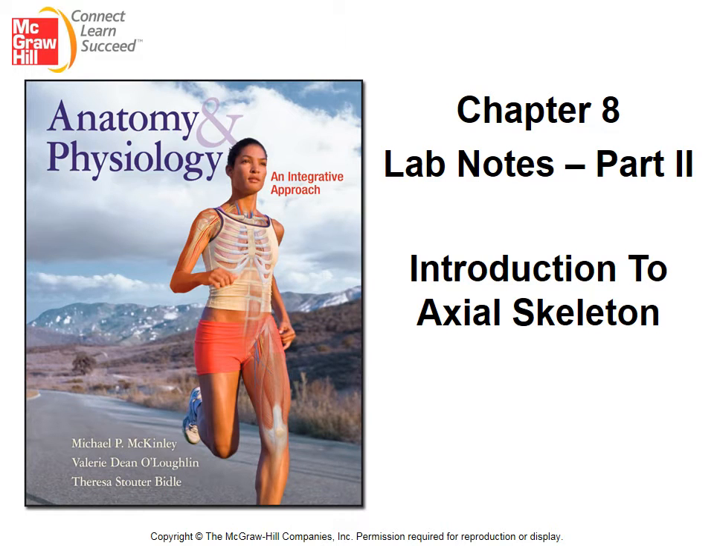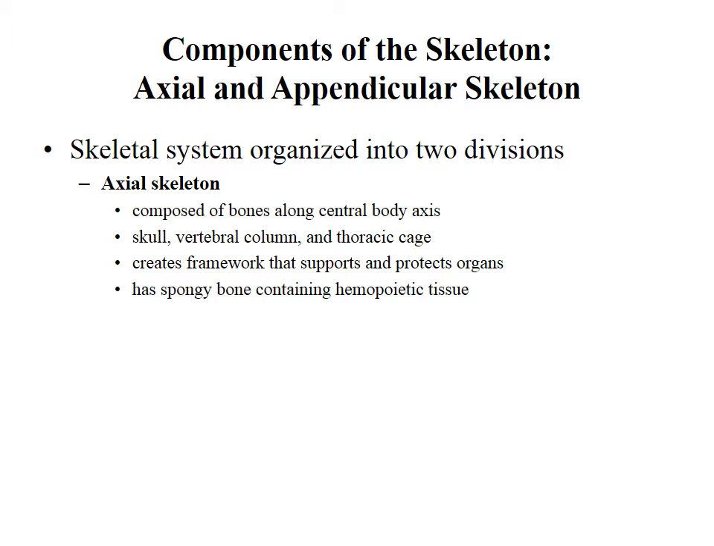So, in this Chapter 8 Lab Notes Part 2, we're going to continue our look into the axial skeleton by looking at the facial bones. Just a quick reminder that the axial skeleton is composed of the skull, which includes the cranial and facial bones, the vertebral column, and the thoracic cage.